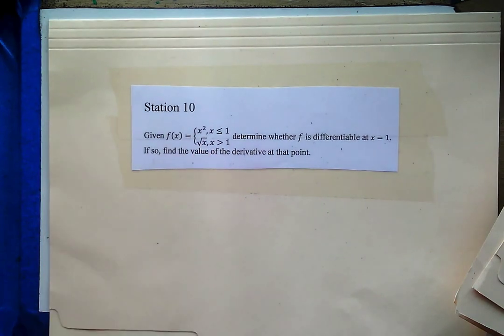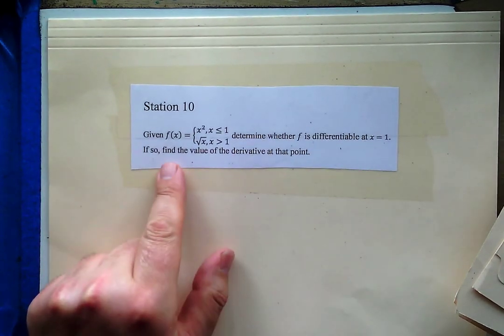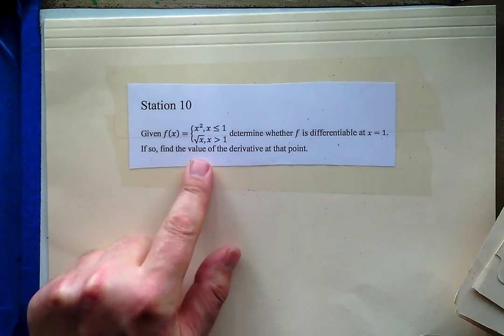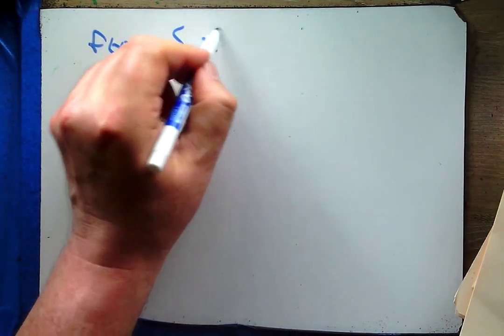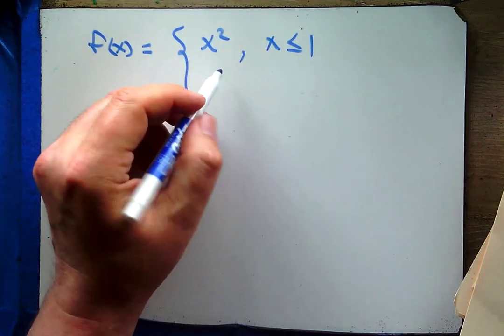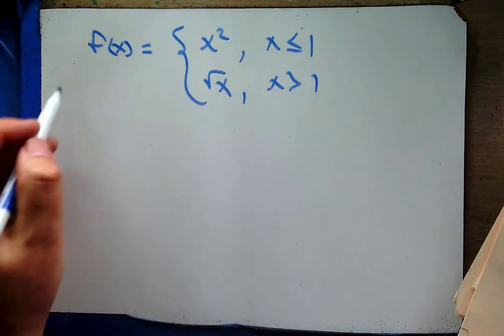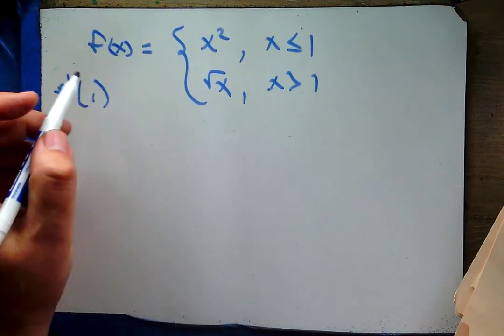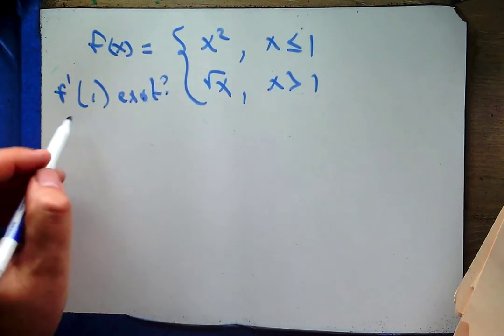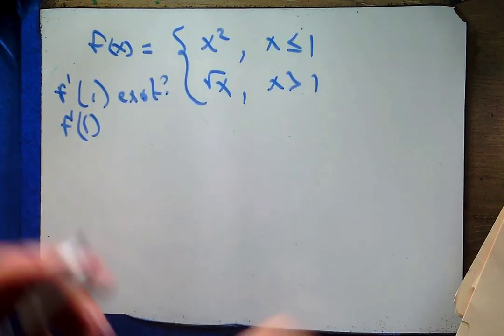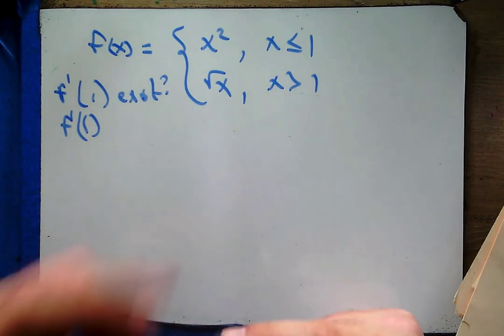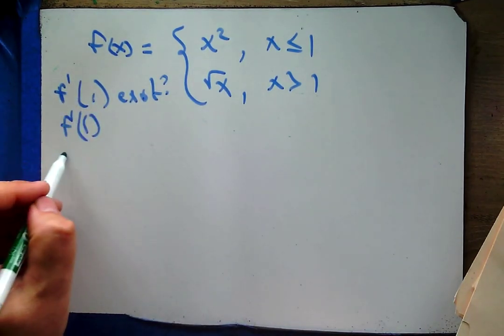Okay. Station 10. Given f of x is a piecewise function, is the function differentiable at 1? If so, find the derivative, the slope. So our f of x is x squared for x less than or equal to 1, and square root of x for x greater than 1. And we want to know, does f prime of 1 exist? What is f prime of 1 here? So what did we say a few minutes ago? We need continuity.